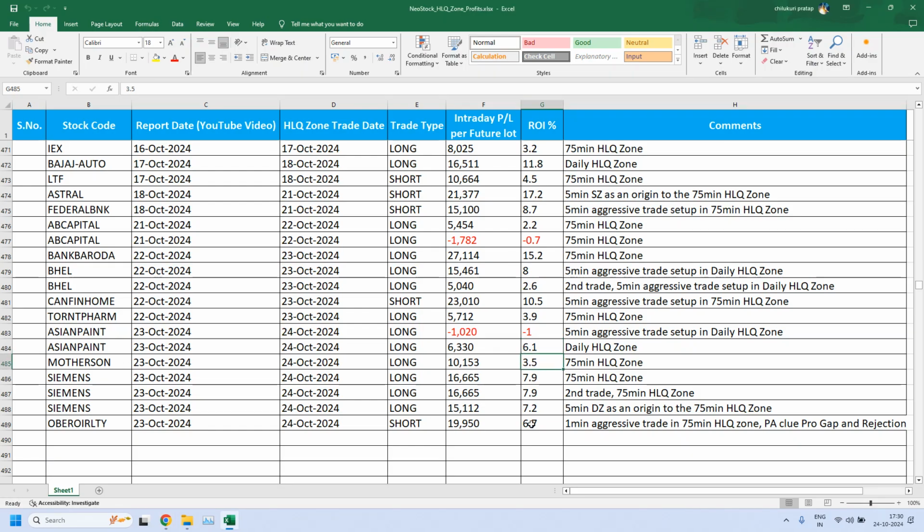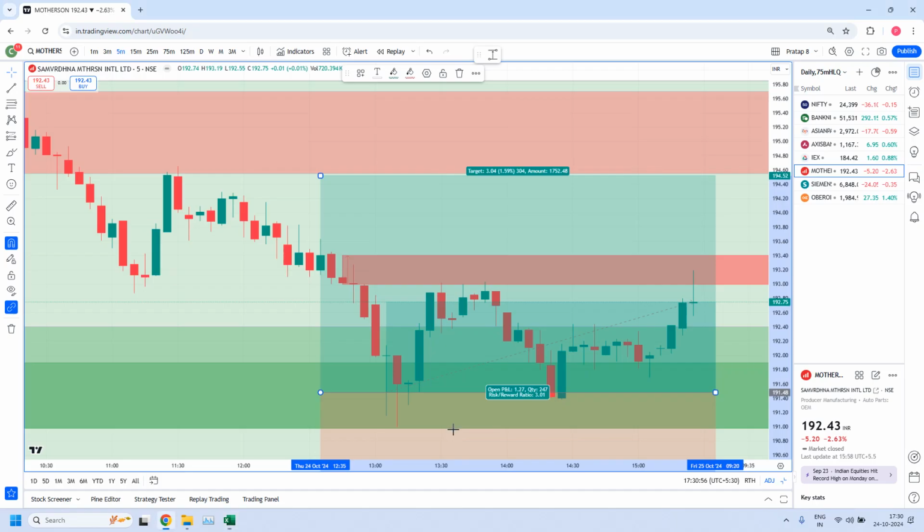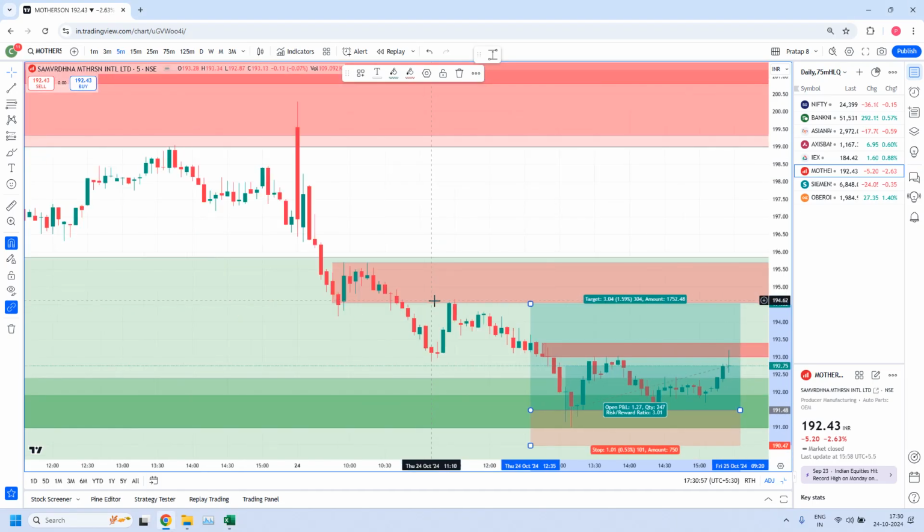Motherson has given 3.5% ROI. It has given 10,000 rupees profit based on one futures margin cost, because the Motherson lot size was around 2,99,000, close to 3 lakhs. So that's why you got only 3.5 ROI, even though you got a profit of 10,000 rupees. Because your investment is more, the margin cost is more, and ROI is reduced. But otherwise it is a fine-tuned zone.